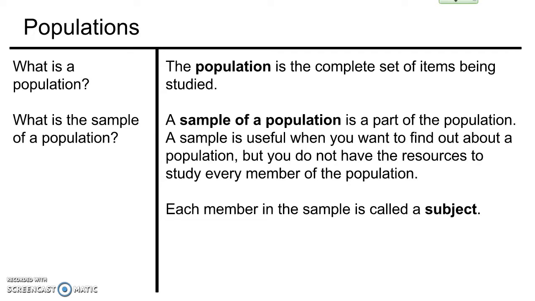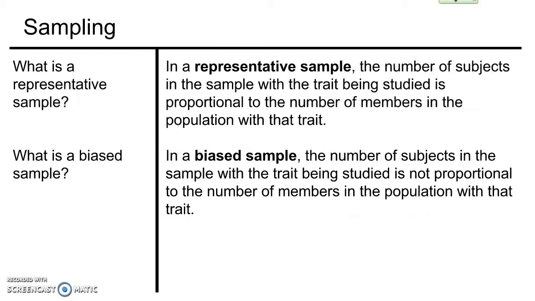First, what is a population? It is the complete set of items being studied. And since it's not practical to be able to survey an entire population of people, we do a sample. A sample of a population is a part of the population. A sample is useful when you want to find out about a population, but you do not have the resources to study every member of the population. Each individual member in the sample is called a subject.